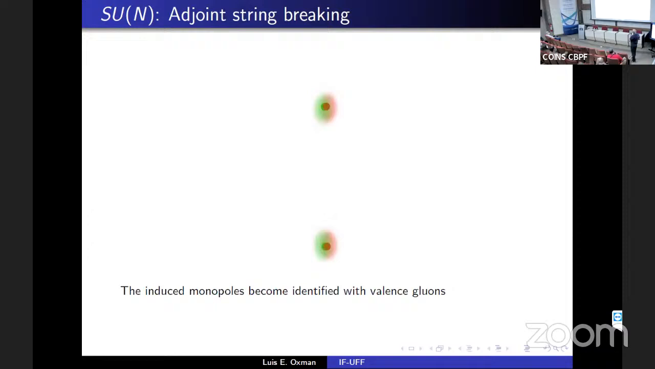If you introduce here a pair of quarks in the adjoint representation instead of the fundamental representation, in these effective models it's easy to see that the string breaks at asymptotic distances, because the adjoint quarks can be screened by some adjoint excitations. These adjoint excitations are kind of valence gluons that you have in this effective model, which can screen the adjoint quarks. Of course, they cannot screen the fundamental quarks. So for fundamental quarks, you have confinement, but for adjoint quarks, they are not confined, as it should be.